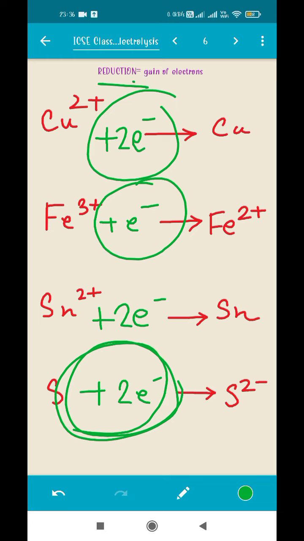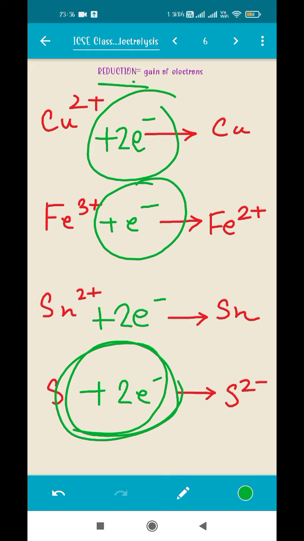Now what is an oxidizing agent and what is a reducing agent? Oxidizing agents are the agents or substances which deliberately remove an electron from any other substance. For example, if there are two substances X and Y, and Y is removing an electron from X deliberately, then Y will be called an oxidizing agent. It will oxidize, it will help in the removal of electrons.